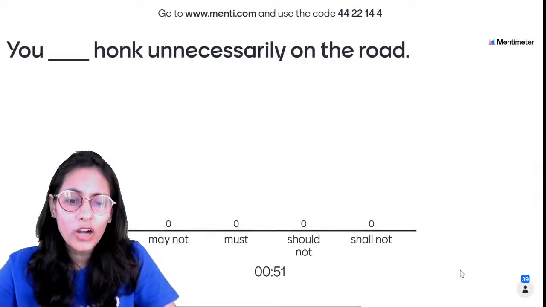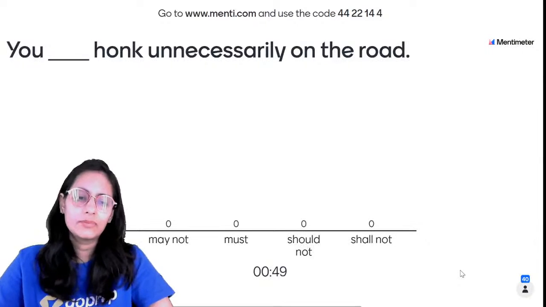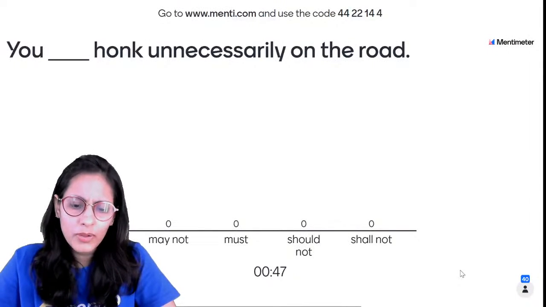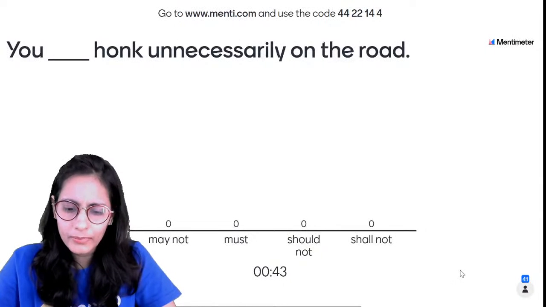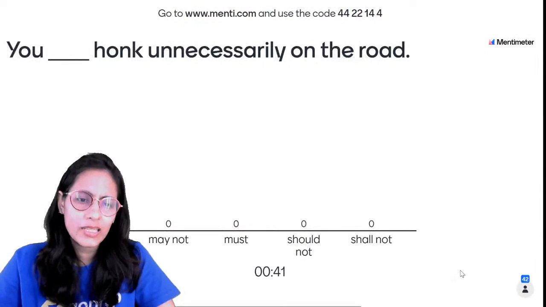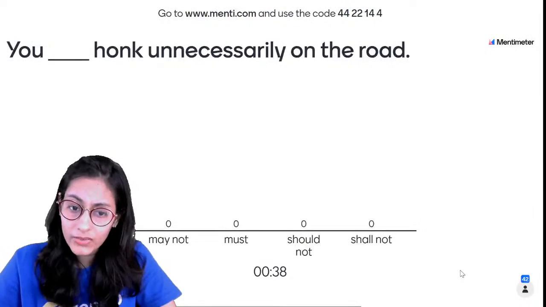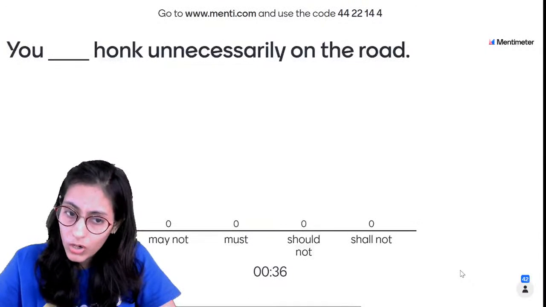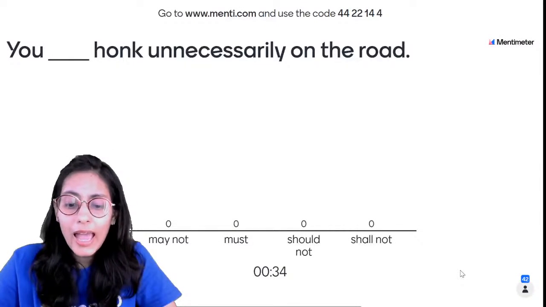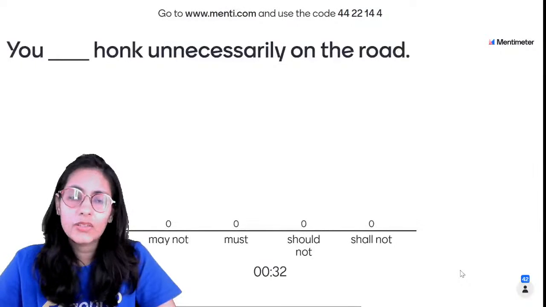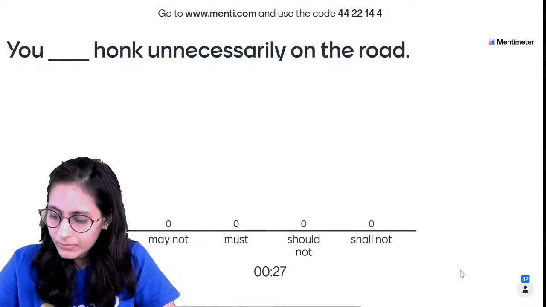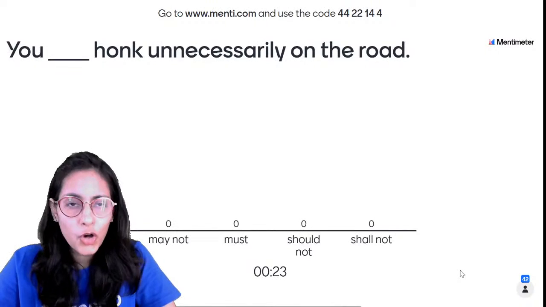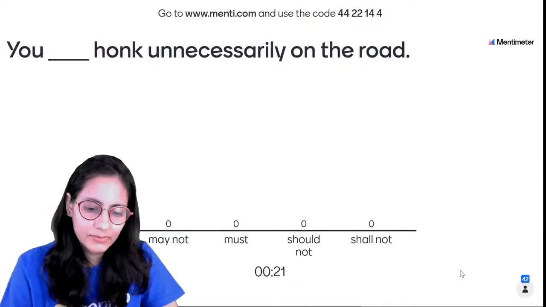You blank honk unnecessarily on the road. You may not, you must, you should not, shall not. What should it be? Think about it. You may not honk unnecessarily. You must honk unnecessarily on the road. You should not honk unnecessarily on the road. And you shall not honk unnecessarily on the road. What should it be? Good. So you all are answering it correct in the chat box.